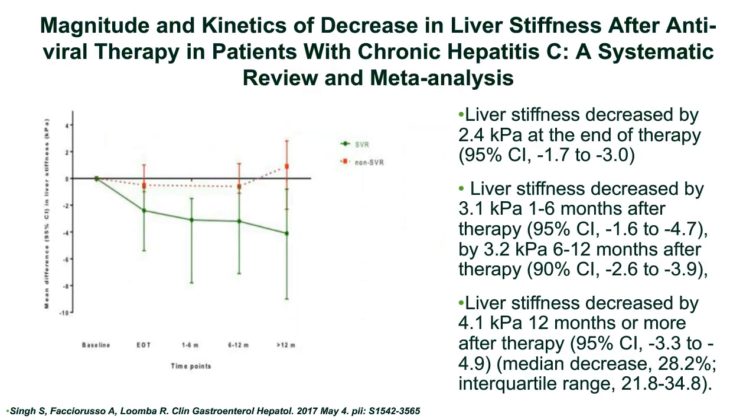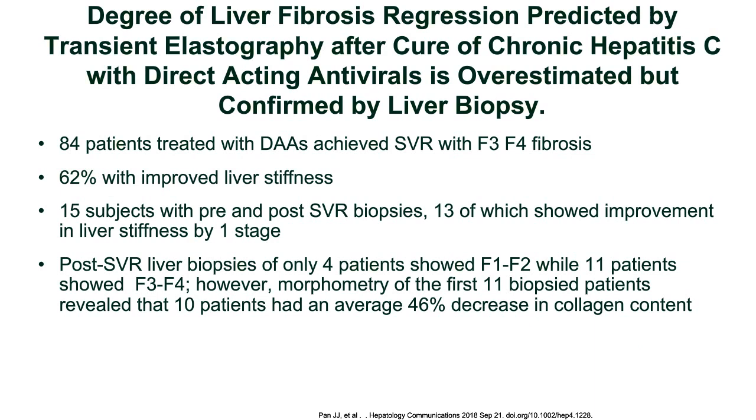This was a meta-analysis that showed the magnitude and kinetics of a reduction in liver stiffness after antiviral therapy with hepatitis C. What you can see here is that liver stiffness decreased by about 2.4 kilopascals by the end of therapy. And again, this is just likely eliminating the inflammatory component of hepatitis C. It decreased another 3.1 kilopascals 1 to 6 months after therapy, and by 4.1 kilopascals 12 months or more after successful hepatitis C therapy. So the degree of fibrosis progression or regression can be predicted by the transient elastography after cure.